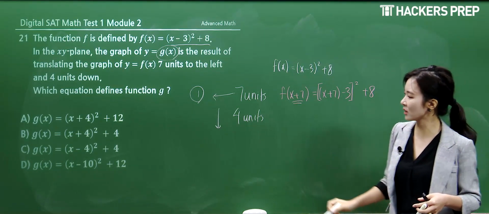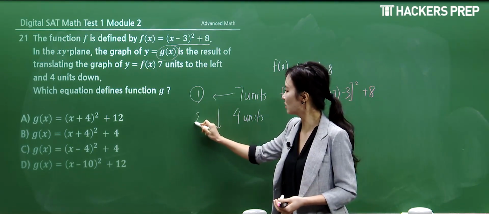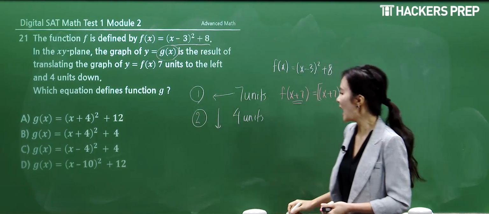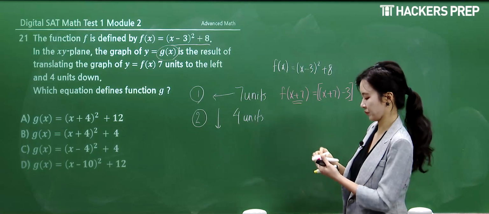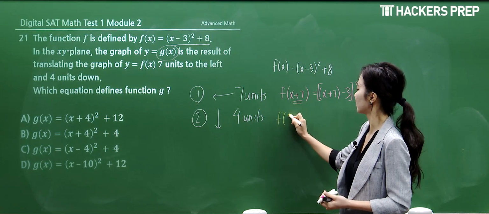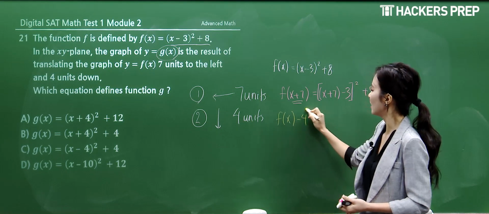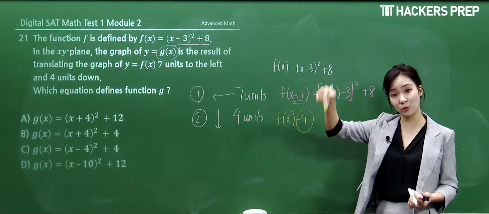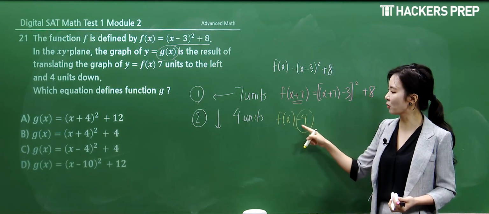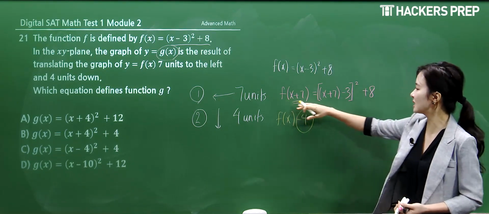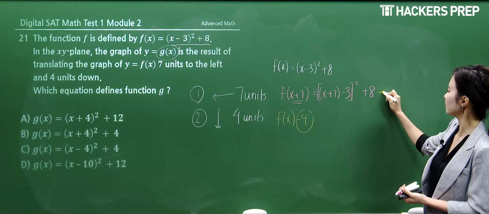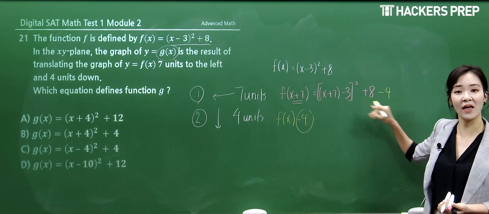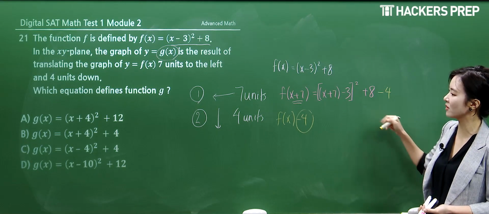Now for the second, we're going to shift this down by 4 units. Anytime that we move across the y-axis, that's going to be just a subtraction, or in this case, because it was 4 units down, minus 4 to the f of x. So that means in this case, let's come back here. All we have to do is just add the minus 4. And then voila, that is going to be our final form of the equation.